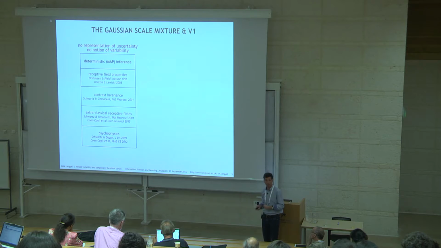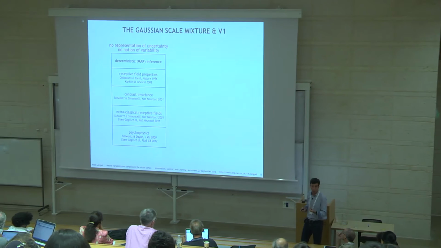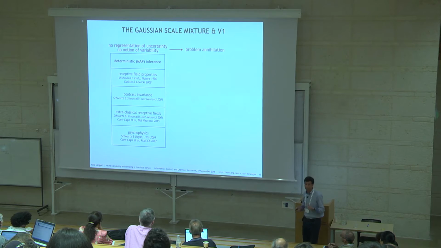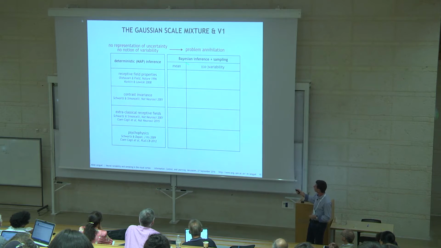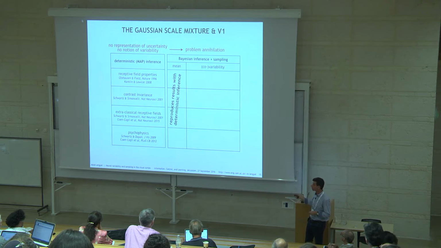So essentially, one way to see our contribution here is that we applied something that I think is one of the most powerful principles in computational neuroscience, which I call the problem annihilation principle, where you take a computational problem and a biological problem and you make them annihilate, such that now we have a model in which, rather than doing deterministic inference, we do Bayesian inference, essentially under the same class of generative models, and we reproduce pretty much everything that previously has been shown to work with deterministic inference, but on top of that, we also account for a number of phenomena related to neural variability in the cortex.